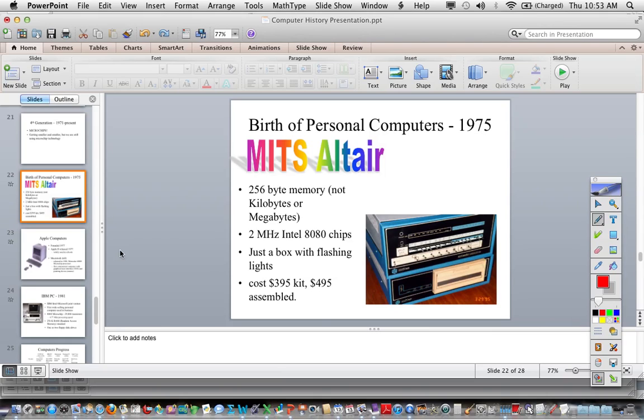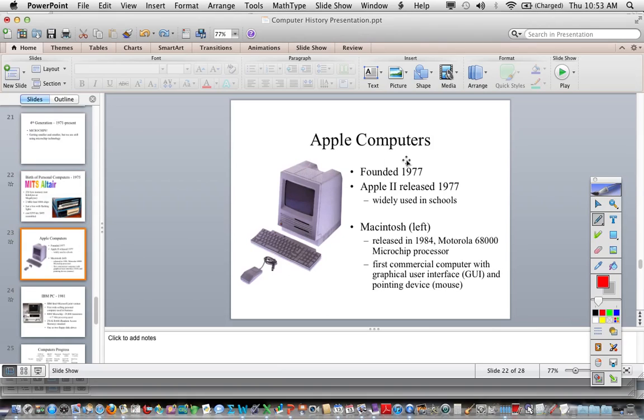And that's when the Steve Jobs of the world and people like this came along. This is just some information. Don't write any of this down, but 256 bytes of memory. That's bytes. Remember, a byte is a character. 256 characters of memory. It was just a box with flashing lights, really. You could get a kit to build yourself for $400 or $500 and be assembled for you. Apple computers came around in the 70s.